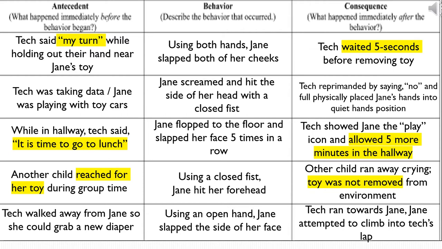If you look at the antecedents, Jane often engaged in the target behavior when the technician said, "My turn," when the technician tried to transition to a less preferred area, and when another child reached for her toy. As for consequences, Jane often gained additional access to preferred items as the technician either waited and allowed more time to play, or the child who went near Jane's toys left the area immediately after Jane began engaging in the problem behavior.